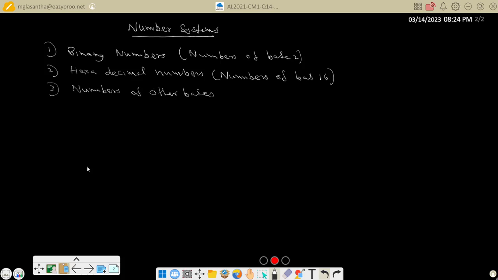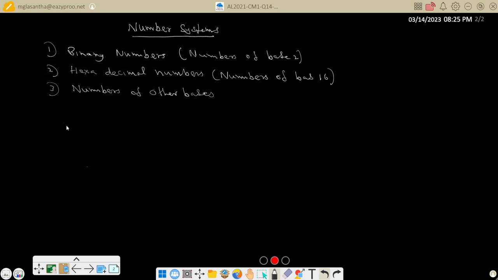Now, especially in computer applications, you use binary numbers and hexadecimal numbers. Binary numbers are numbers of base 2. Hexadecimal numbers are numbers of base 16. So we can discuss numbers of other bases also. Last time we discussed numbers of base 4.